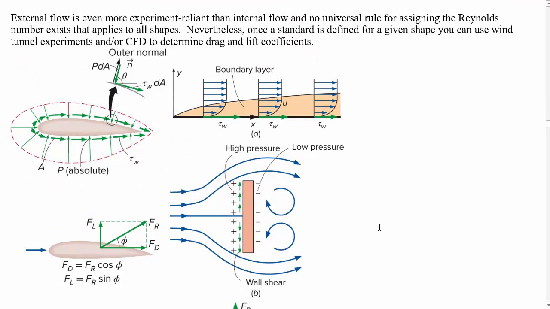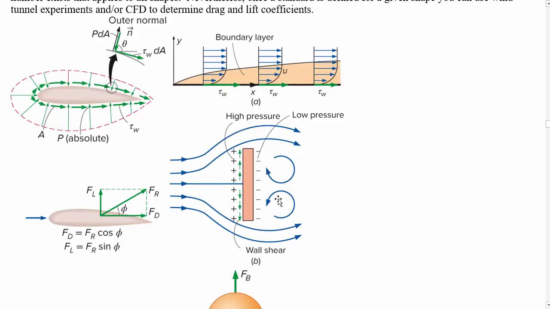So these include the shear force from viscous effects, so this boundary layer causing a change in the fluid velocity from the no-slip condition at the surface to the free stream velocity as you move farther away, and the effect of having a different pressure on one side of the object than the other side.